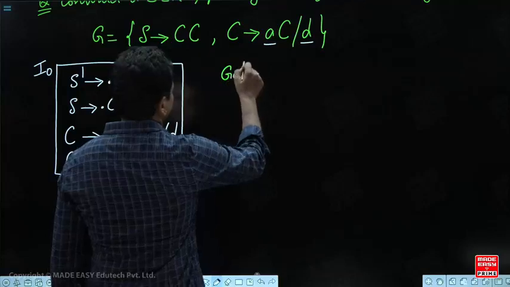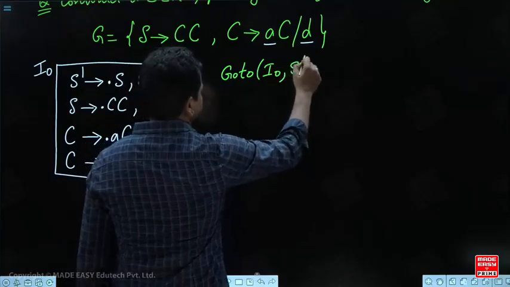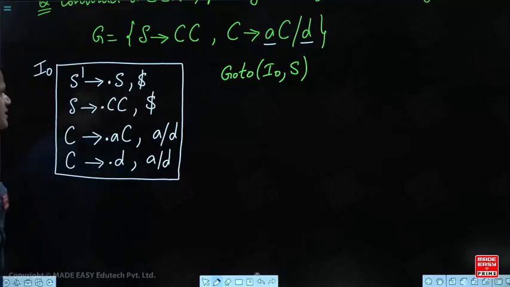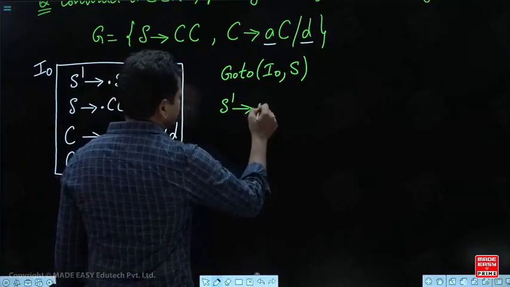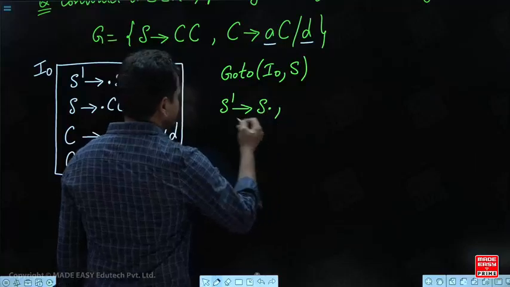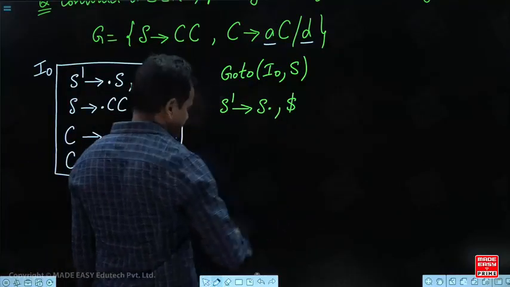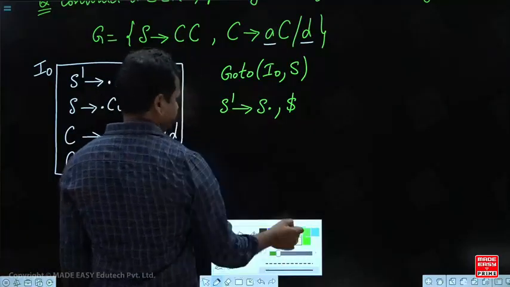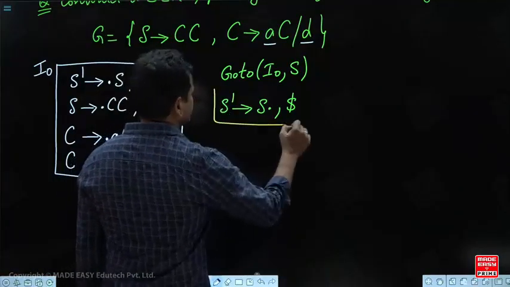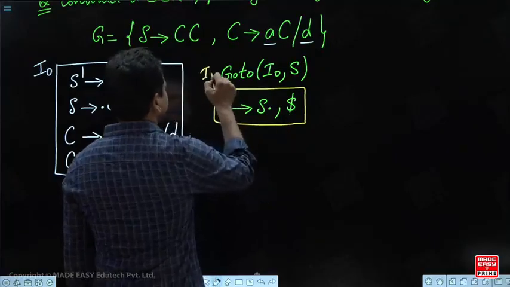Go to of I0, S. What is the meaning of Goto(I0, S)? Just move the dot. Okay, just move the dot. Now, dot after nothing. If dot is after nothing, just close it, because we cannot add any other productions, and name it as I1.